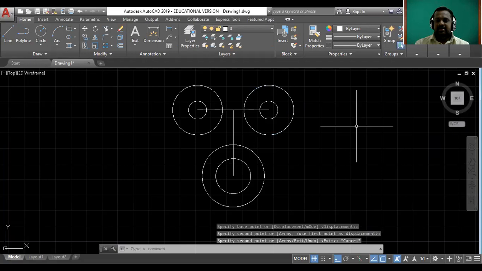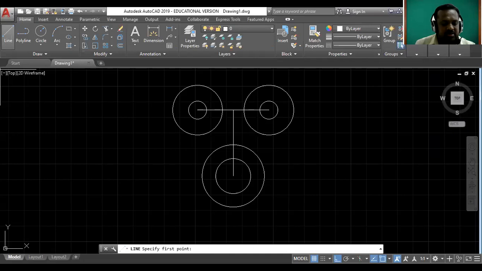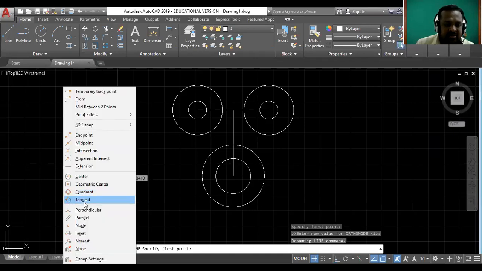Then see the given figure, which part is remaining? See here. Only this line we have to draw, and this line is nothing but the tangent to this circle and this circle. Again, this line is tangent to this circle and this circle. Just we have to use the tangent line. We know how to draw the tangent line, simple. Go to the line, press the shift, make the right click, click on the tangent, and see this is the point and this is the point.